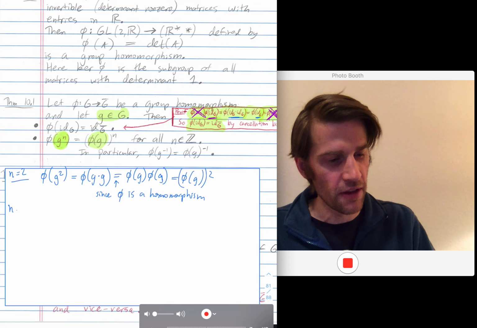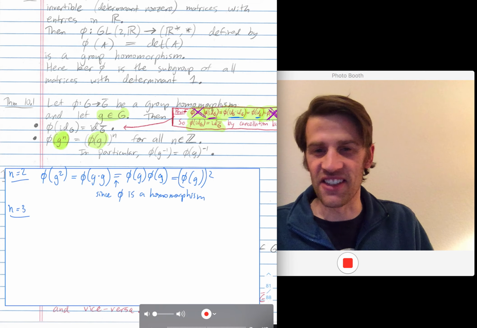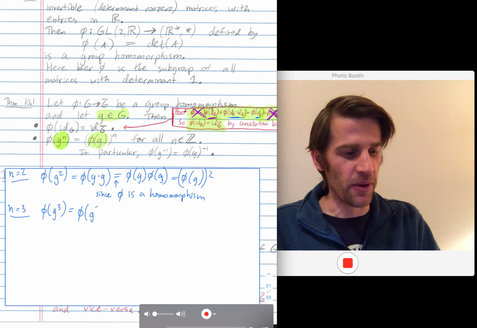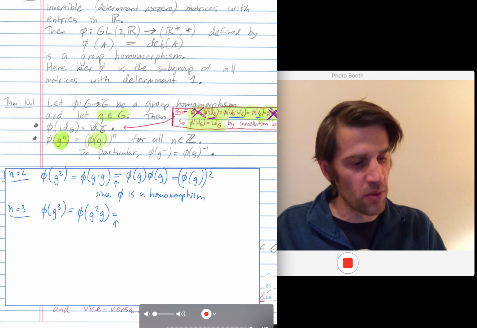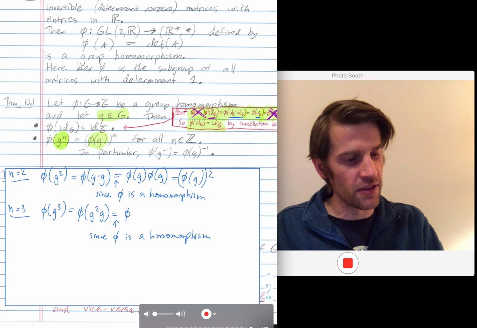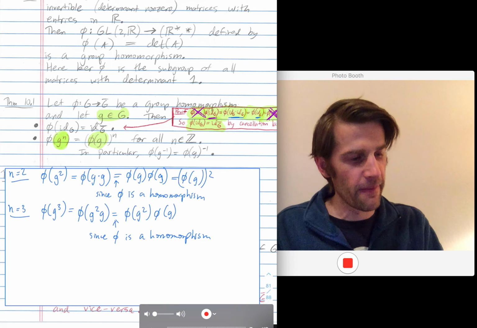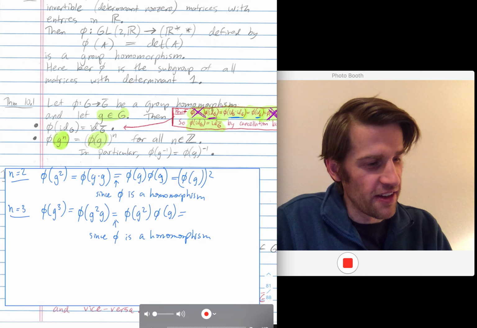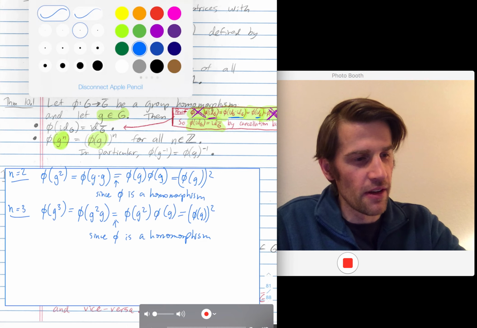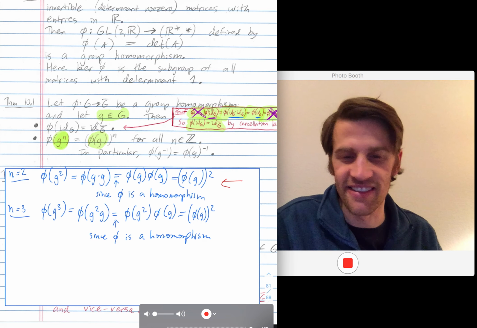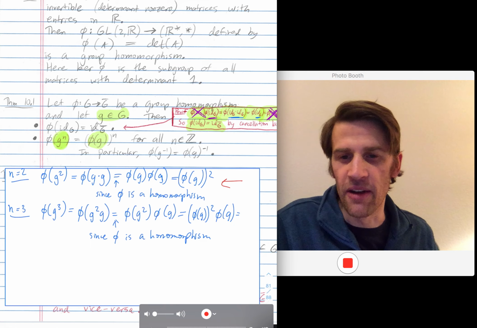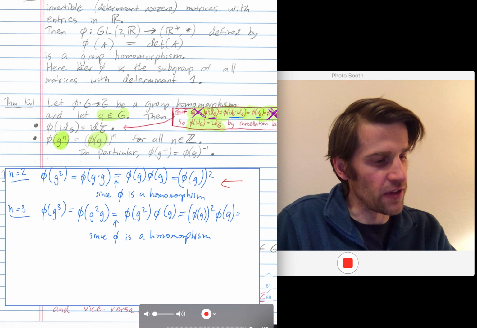How does this look for n equals 3? I have phi of g cubed. Well, one way I could write g cubed is g squared times g. And now, since phi is a homomorphism, this is phi of g squared times phi of g. Phi of g squared, we just saw what that was. That's phi of g quantity squared, that's this equality up above, right there. And I still have a phi of g along for the ride. And what is this that I have here? This is 3 copies of phi of g. This is phi of g cubed.